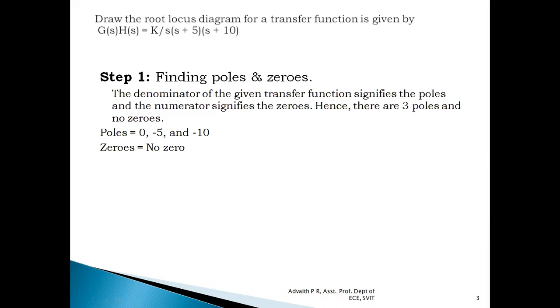The first step is finding poles and zeros. The denominator of the given transfer function always signifies the poles and the numerator signifies the zeros. So the equation which is given to us is K divided by s into (s + 5) into (s + 10). The denominator s terms signify poles and the numerator s terms signify zeros.